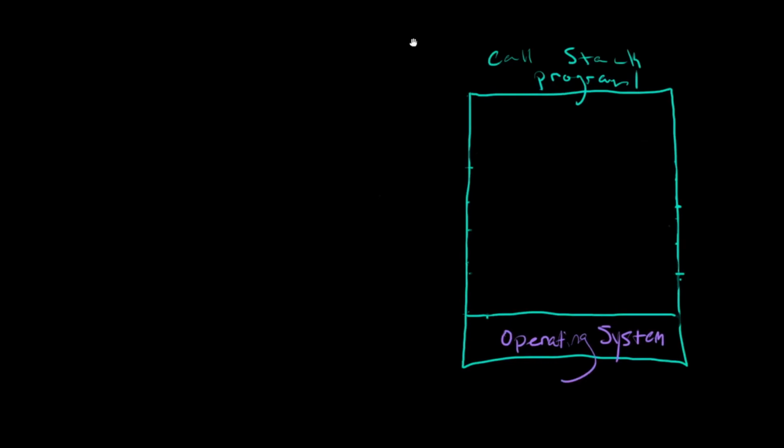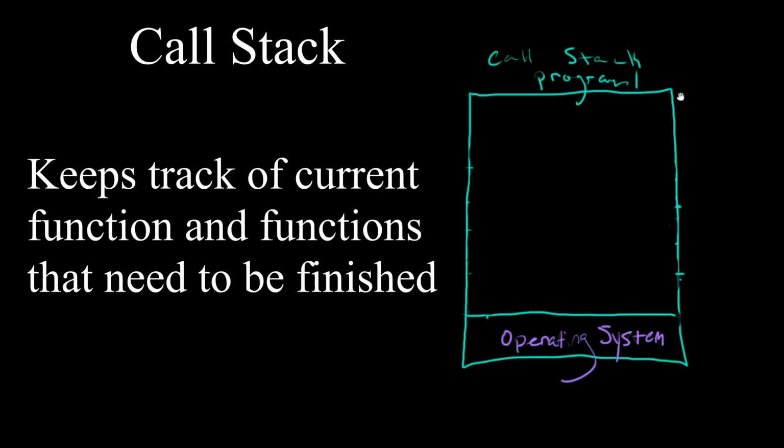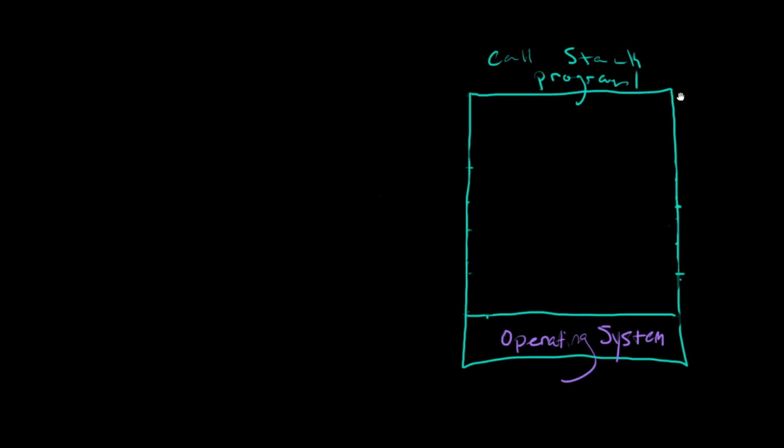Anyways, before we move on to a specific example, we need to talk about what the call stack is. The call stack is basically a structure that we can use to keep track of what's currently being executed and what still needs to be finished executing. So let's take an example program.